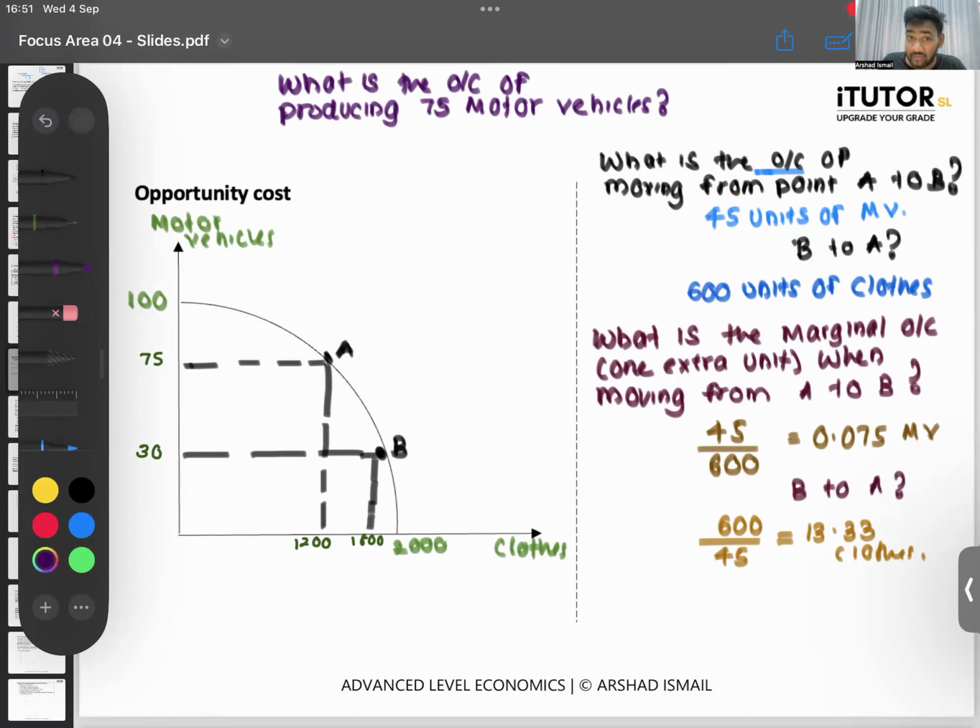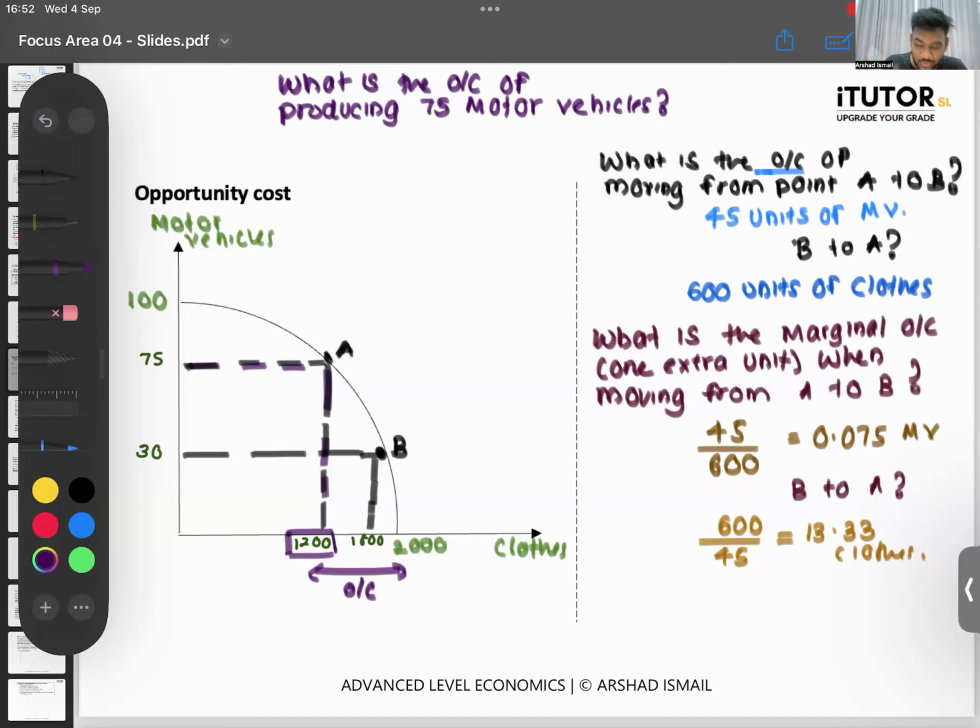When you're producing 75 motor vehicles, you can produce 1,200 clothes. Okay. How much of clothes can't you produce, because you're producing 75 motor vehicles? Opportunity cost is what you sacrifice, what you can't produce. Read the PPC. You're only producing 1,200. If not for that 75 motor vehicles, you would have produced 2,000 clothes. So your opportunity cost is this entire thing.